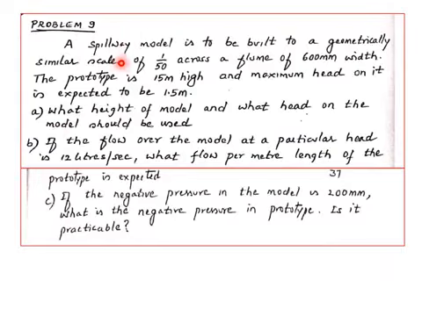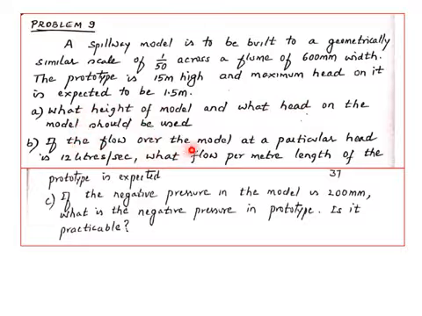This is a very interesting problem where spillway models were built to a geometrical similar scale of 1:50 across a flume of 600 mm width. So Lr is 1:50 across a flume, and this becomes the width of the model. The prototype spillway is 15 meters high, and the maximum head is also given, 1.5. We have to find the height of the model and the head. Since height and head are linear quantities, the linear scale ratio has to be used.